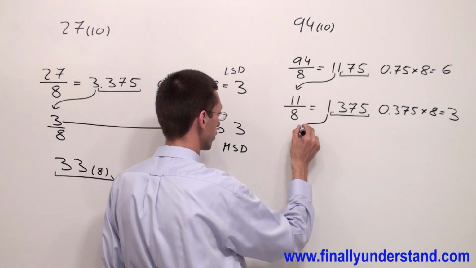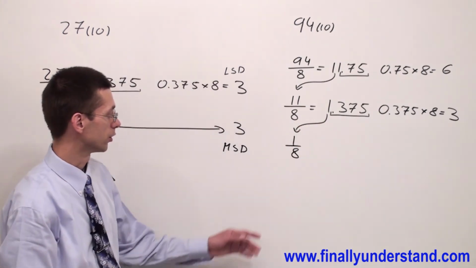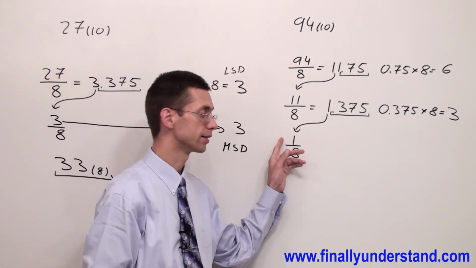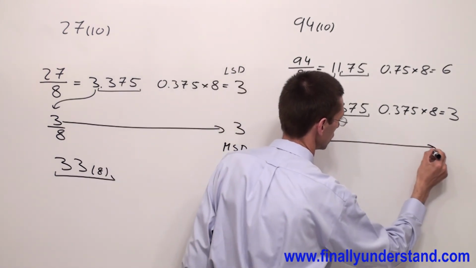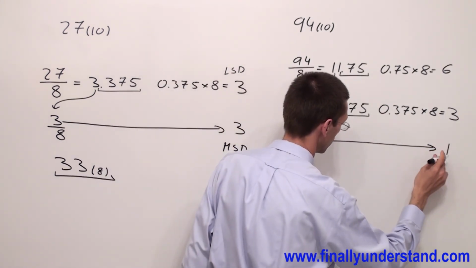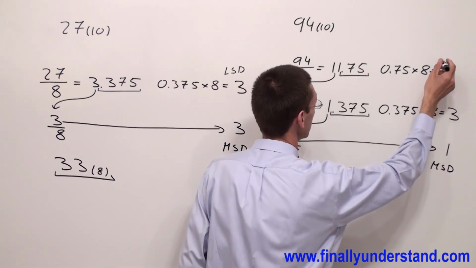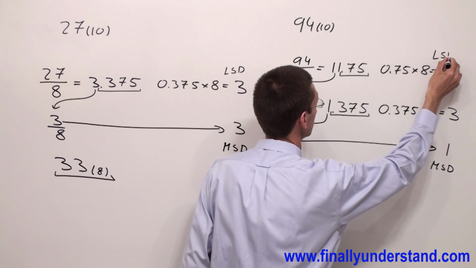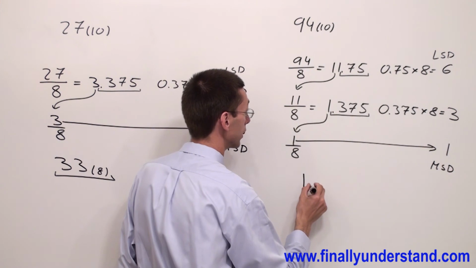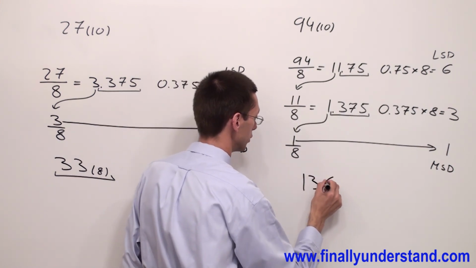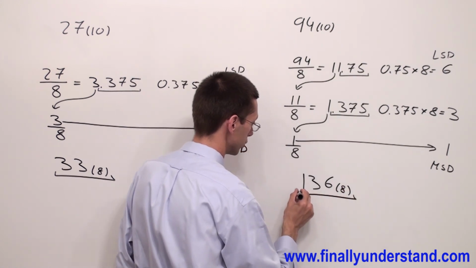Next, you're supposed to take the whole part again and divide by 8. But anytime you have a numerator less than the denominator, you simply copy the numerator to the side. And keep in mind that the bottom digit is the most significant digit and the top one is the least significant digit. That's why my final answer is 136 base 8. And this is the solution to my problem.